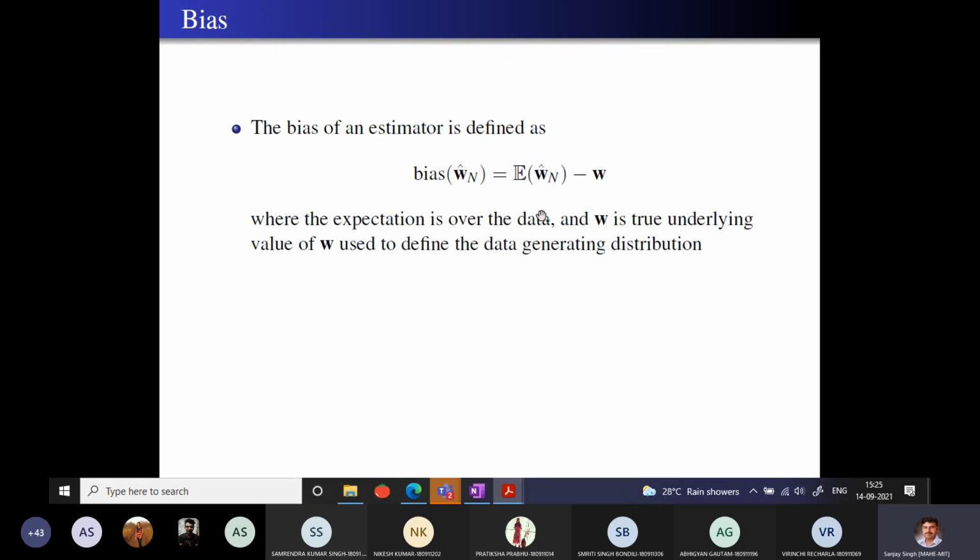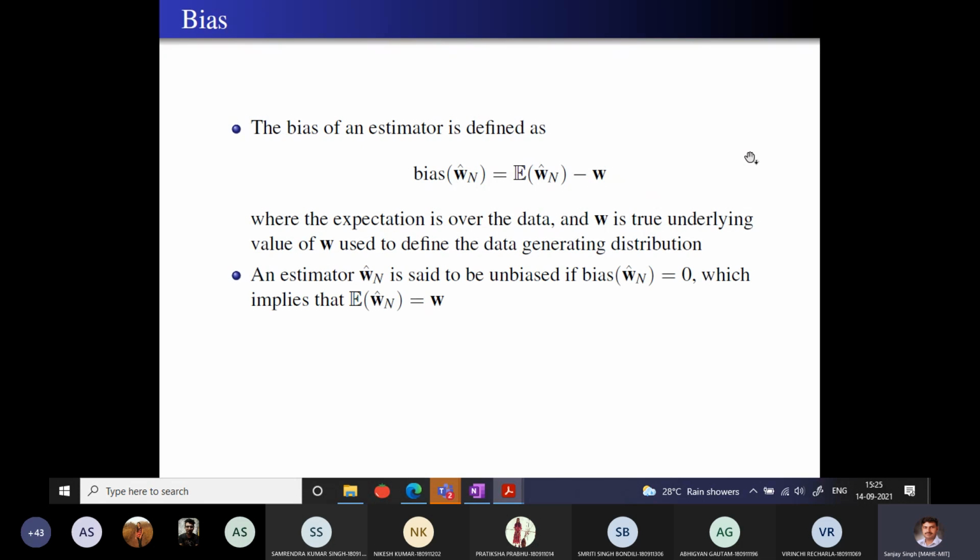Now let's see this here. As I mentioned, all these things already. An estimator is said to be unbiased if this value comes out to be zero, which implies that the mean of this is nothing but this itself, right? So also we say that an estimator is said to be asymptotically unbiased if this is the case.